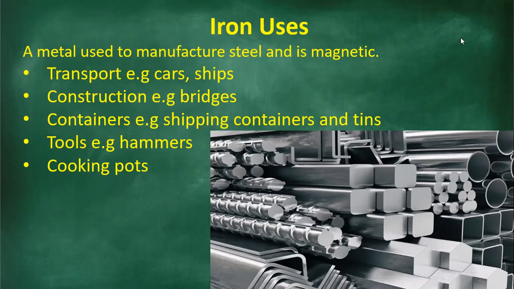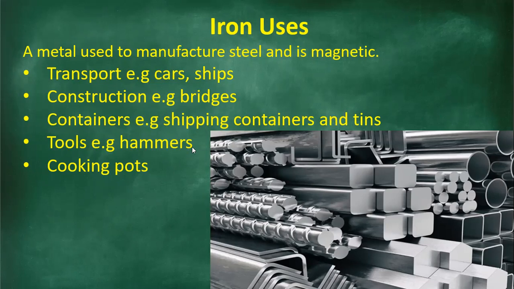So generally, this metal, iron, is used to manufacture steel, okay? And it is magnetic. So it is used generally to manufacture cars, ships, trains, which are mainly made from steel, and it is also used in construction to make bridges, skyscrapers, stadiums, a whole lot of construction, okay? And it is also used to make shipping containers.